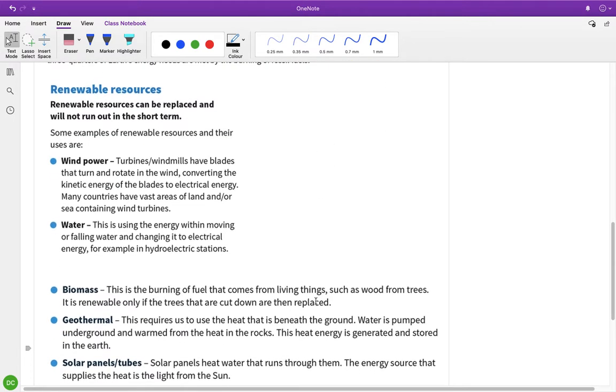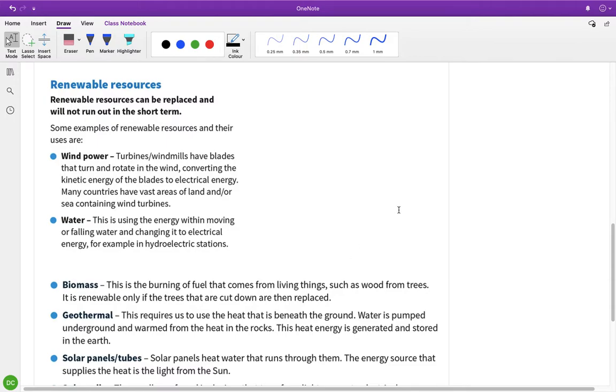So the solution is to look at renewable resources, because renewable resources can be replaced and they won't run out. At least in the short term, we've no reason to assume that wind will stop blowing or we'll lose the water in our oceans. So I suppose we can't say they'll never run out, but there's no reason to assume that they're going to start running out now.